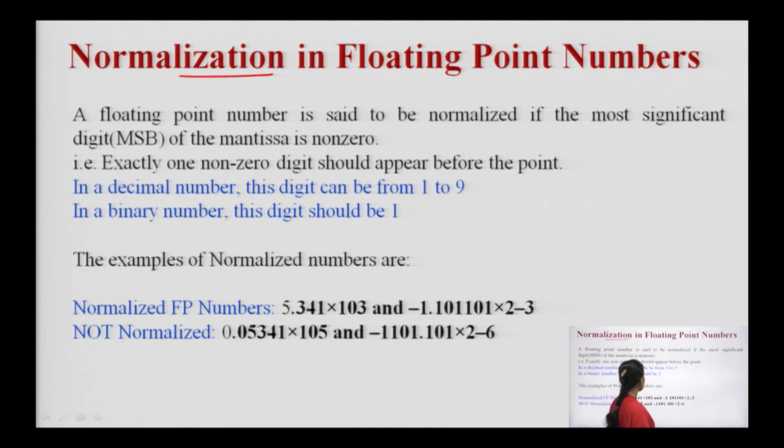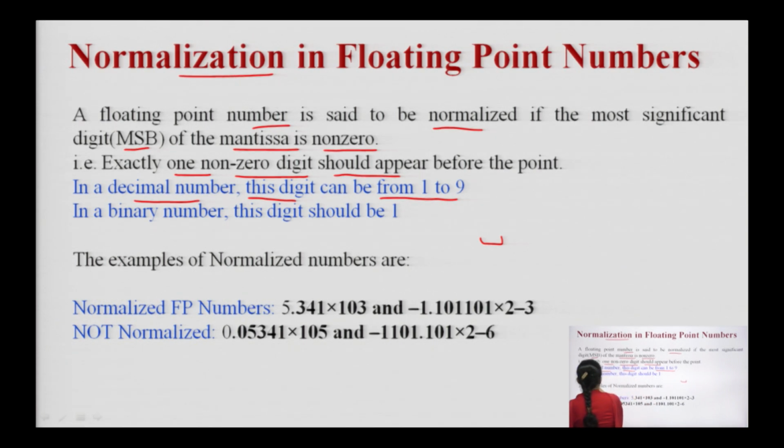Normalization says a floating point number is said to be normalized if the most significant digit of the mantissa is non-zero. That is, exactly one non-zero digit should appear before the decimal point, and after the decimal point comes the fraction part. If I am using decimal representation, this digit can be from 1 to 9, and in a binary number this digit should always be 1.